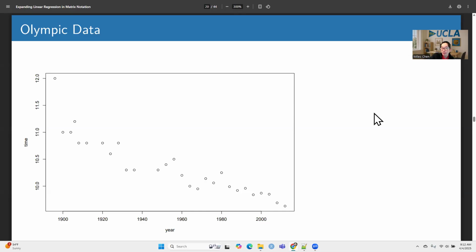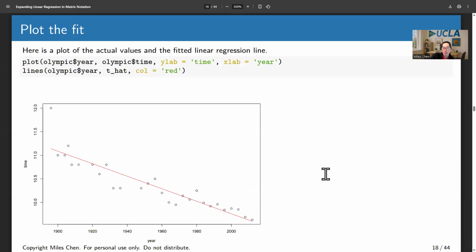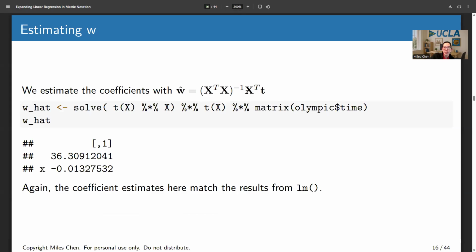Oh, there's a question here. It says, how come we need matrix of Olympic time and not just Olympic dollar sign time? I think if you don't include the matrix here, it's going to treat Olympic dollar sign time as a row vector rather than a column vector.